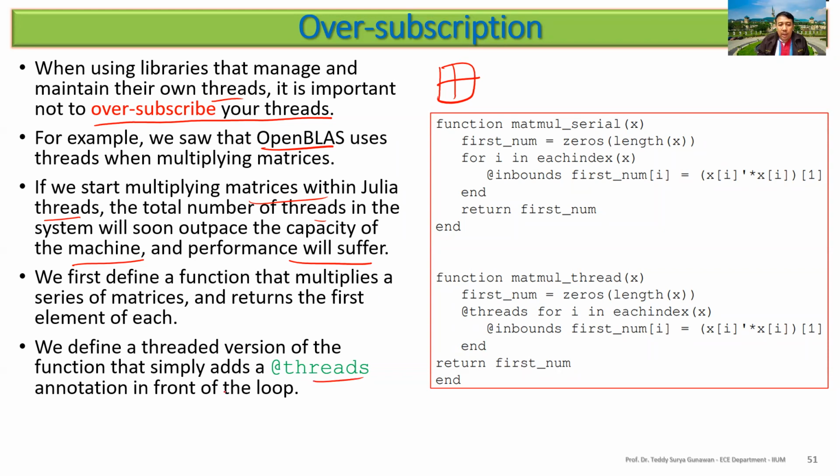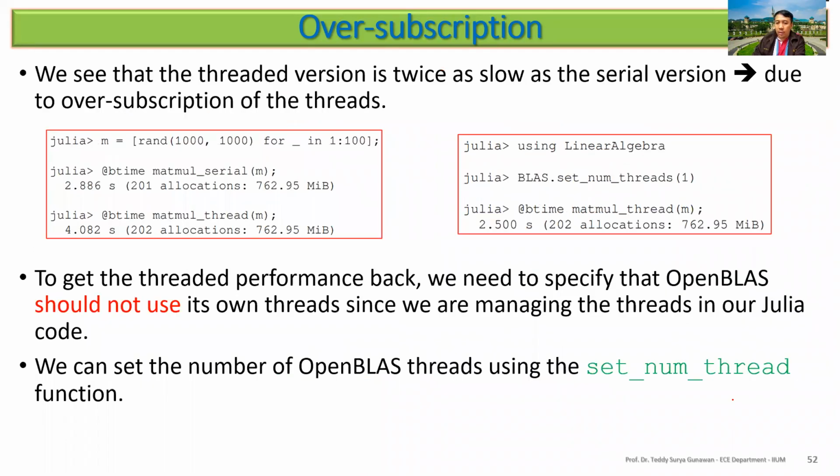You can see here the threaded version of the function, which simply adds the threads macro in front of the loop. This is matrix multiplication in serial, where you are doing your own matrix multiplication, x transpose multiplied by xi. And this one is in threads: you have the threads macro here, and then a for loop over each index. You are separating the work, for thread number 1, thread number 2, thread number 3, and thread number 4. We see that the threaded version is twice as slow as the serial version.